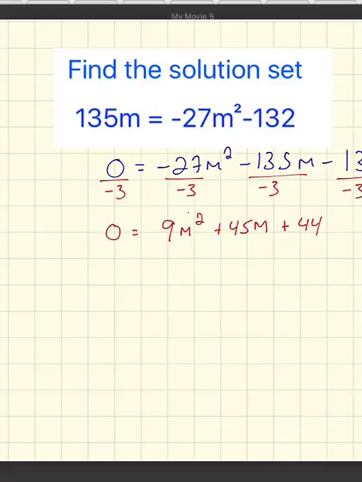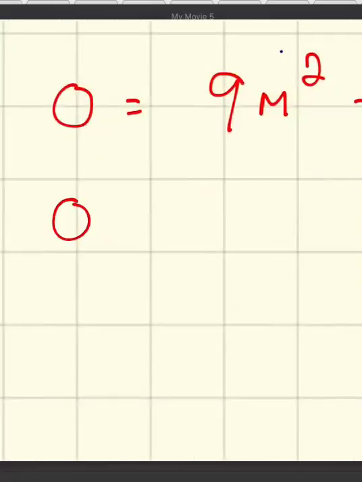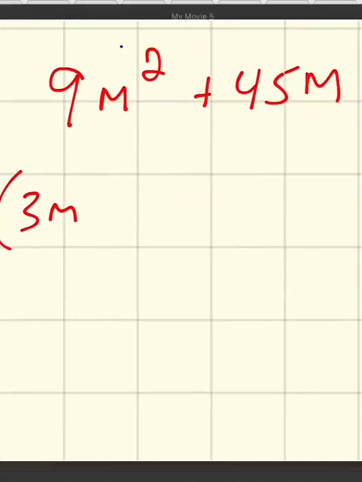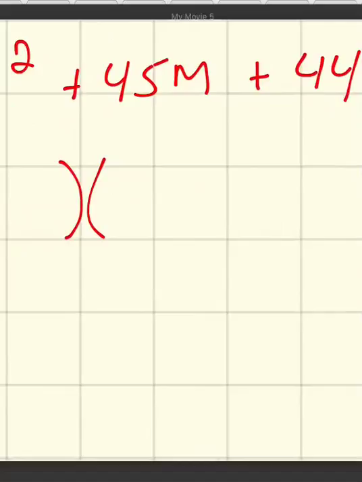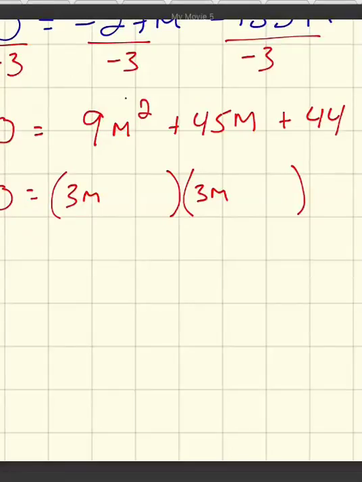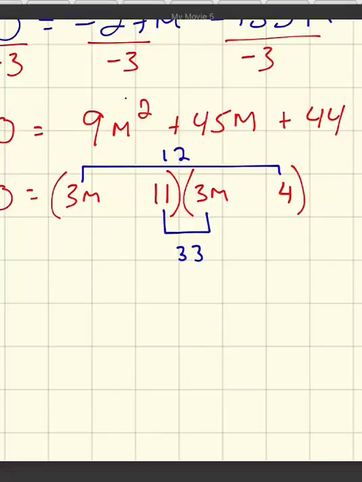And I'm going to use trial and error on this. So 0 is equal to, I'm going to start with 3m and 3m. So the factors of 9 could be 3 times 3, could be 1 times 9. Okay, and 44, that's going to be very straightforward. That's going to be 11 times 4. So it doesn't matter which one I put first because I have the 3s. So then I'm going to look at the extremes. The 3 times 4 is 12, and 11 times 3 is 33, and 33 plus 12 is 45.